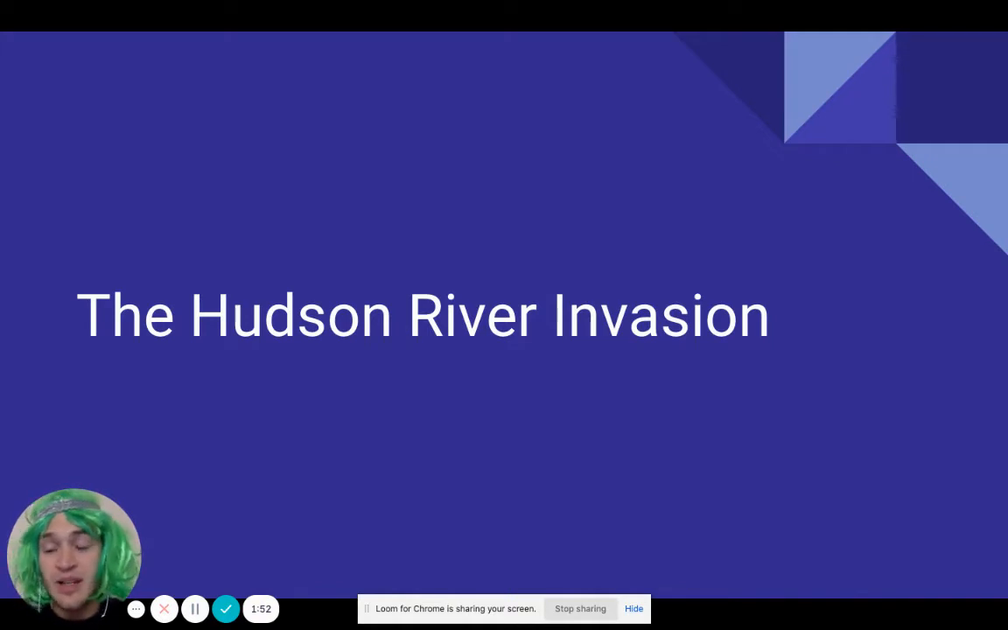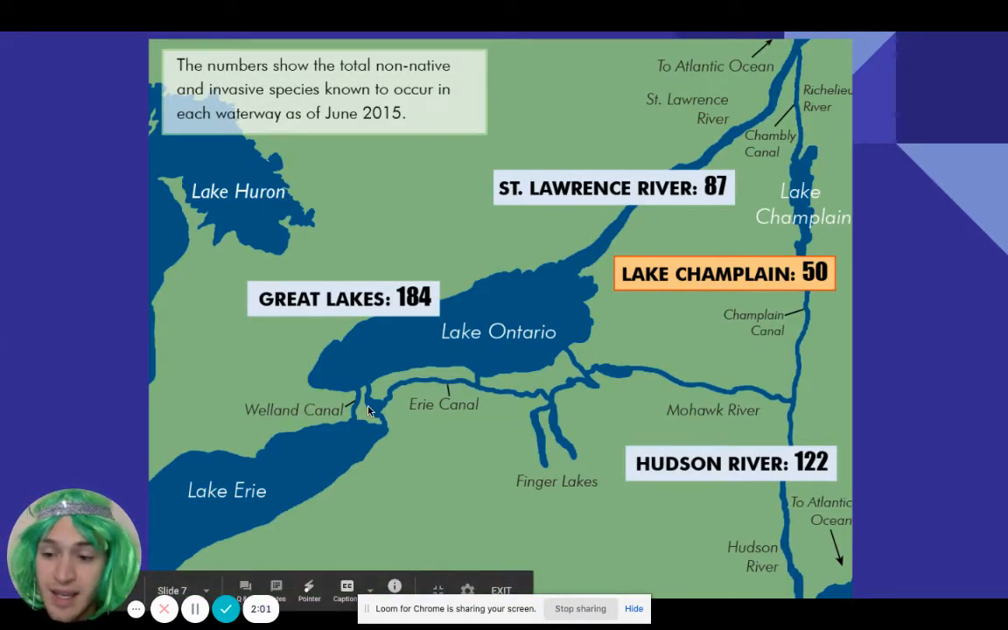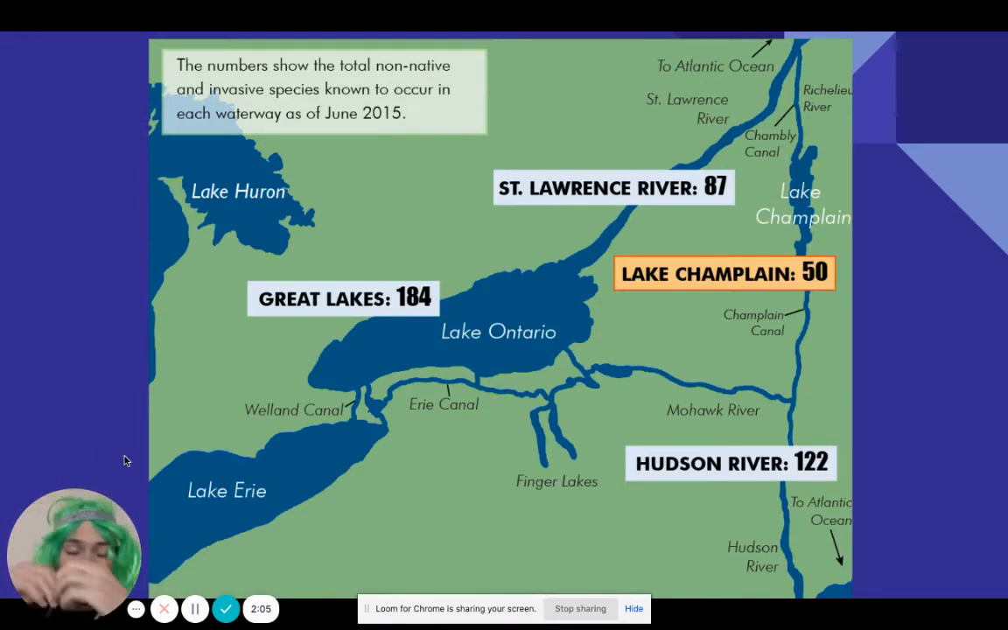Last class, we talked about how zebra mussels invaded the Hudson River. And remember, zebra mussels are an invasive species that arrived in the Great Lakes in 1988. They arrived in a lake pretty close to Detroit, and very quickly they took over the whole Great Lakes system.